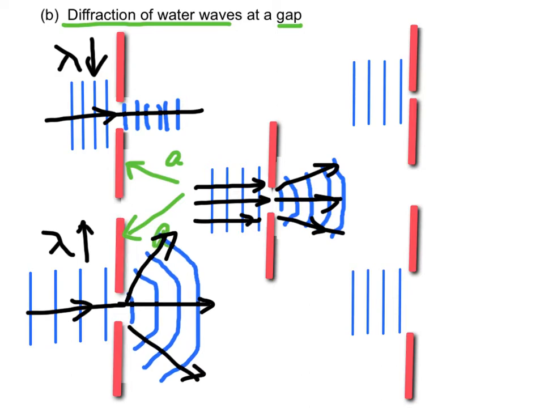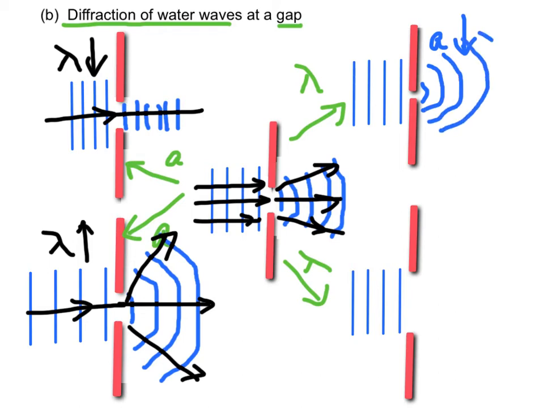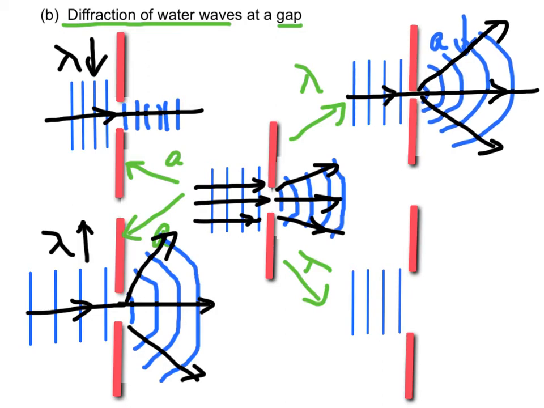Now, if we keep the wavelength of the water wave unchanged, and we reduce the gap width, that means we have a smaller A, then the diffraction will be more significant. However, if we increase the gap width, then the diffraction will be less significant.